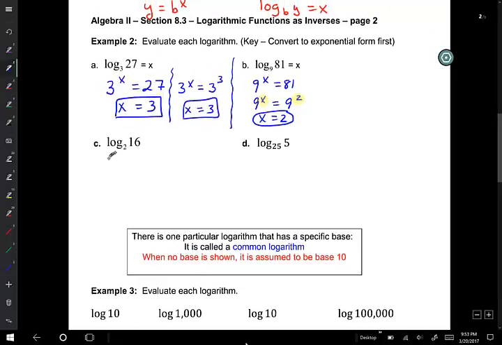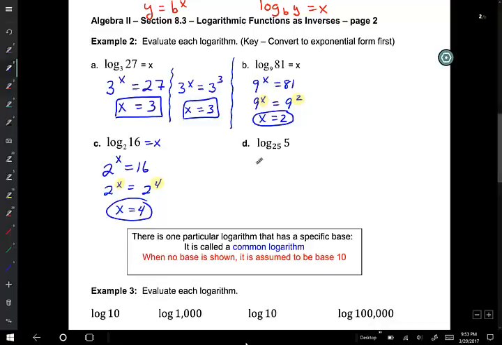We have the base is 2. We're going to say this equals x. So 2 raised to the x equals 16. Now we have to think, 16 is 2 to the 4th. And since the bases are the same, that means the exponents are the same. And therefore my answer is x equals 4. Let's look at our last one in this section.